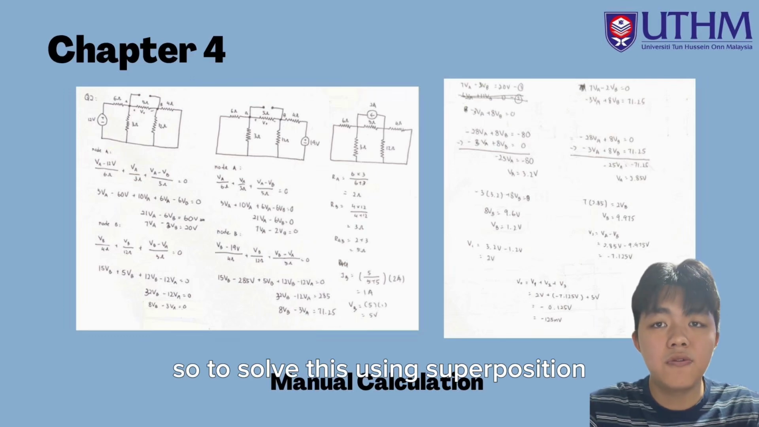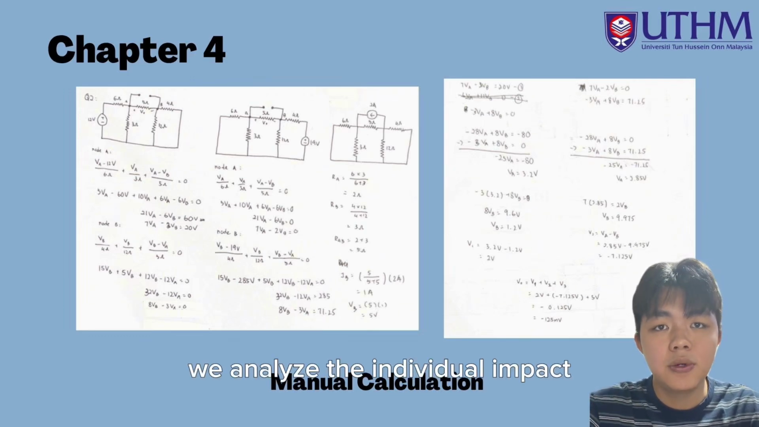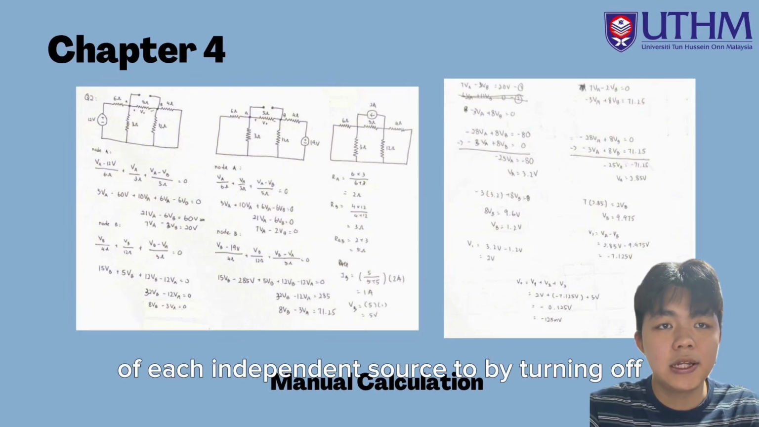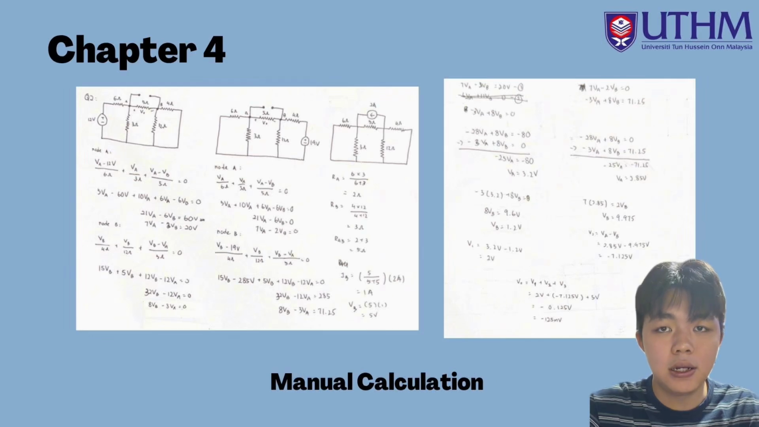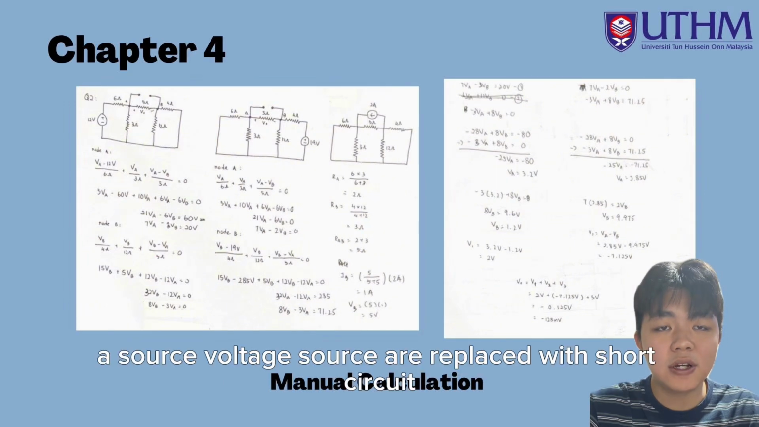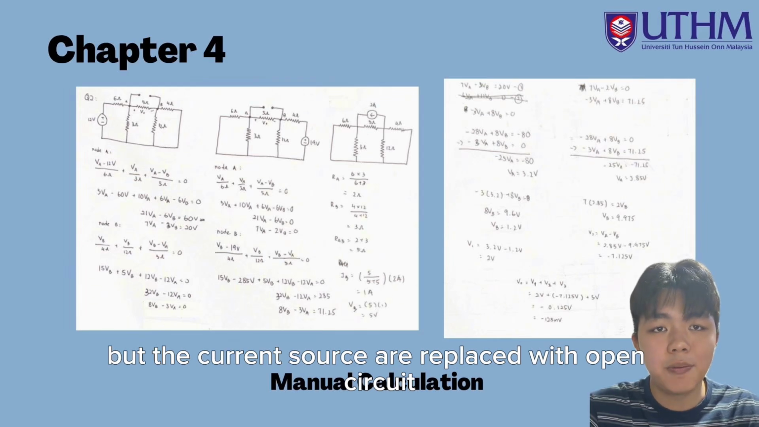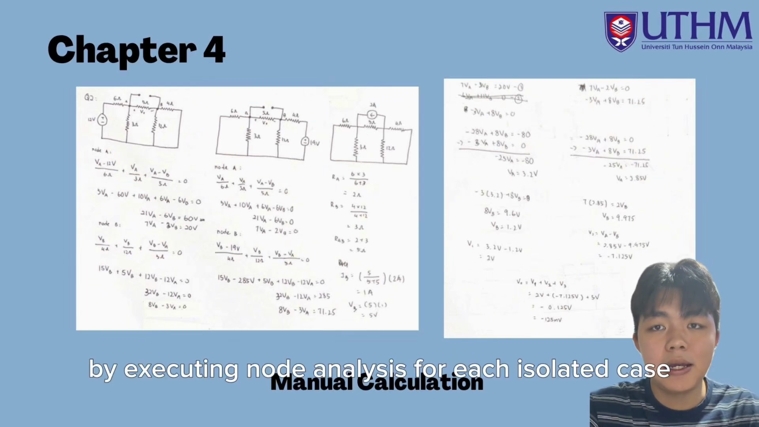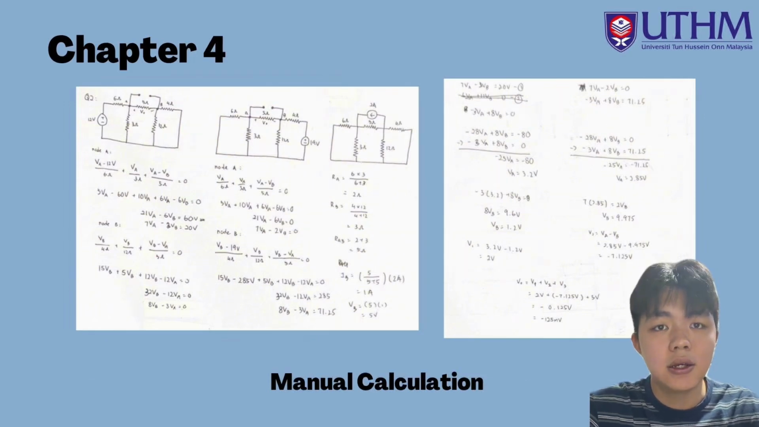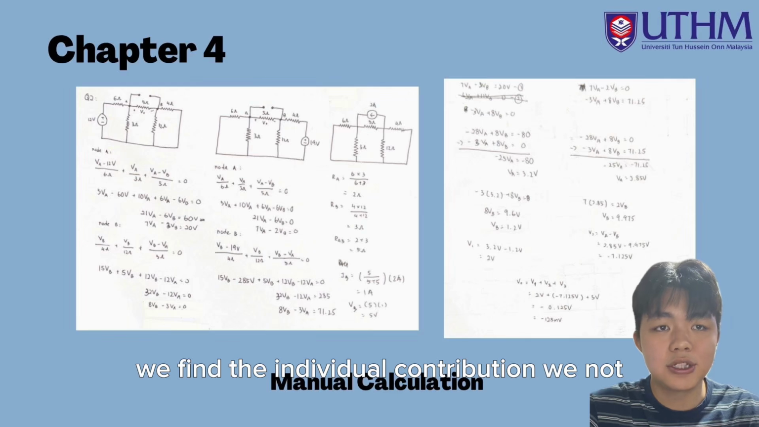So to solve this using superposition, we analyze the individual impact of each independent source by turning off the other two. Remember, when turning off a source, voltage sources are replaced with short circuits, but current sources are replaced with open circuits. So by executing nodal analysis for each isolated case, we find the individual contribution to V0.